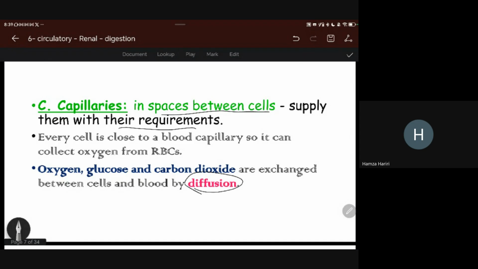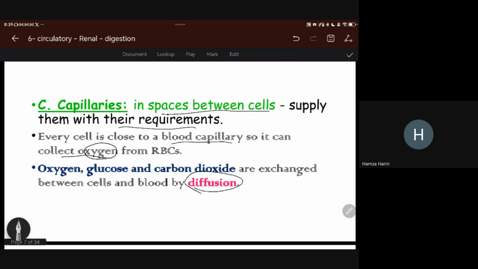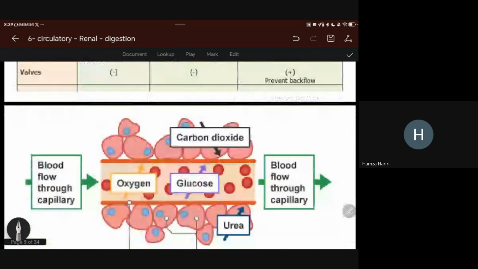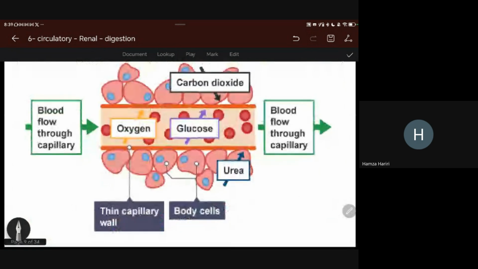Every cell is close to a blood capillary, so that it can collect oxygen from the red blood cells, and the carbon dioxide also gets exchanged into the capillaries, away from the cells. Okay, so this is a demonstration of what we just said. Here we have the thin capillaries. The oxygen from the blood in the capillaries is going to move outside into the cell, and the carbon dioxide that was made as a waste product is going to move inside the capillary. By what? Again, as we said, by diffusion.